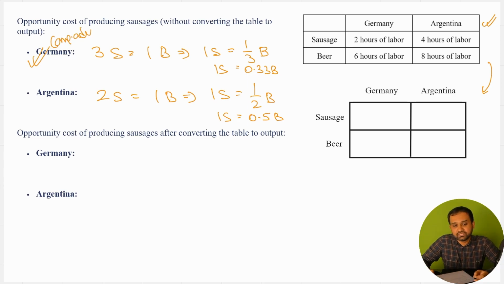Now, another way of doing it is simply converting the amount of goods produced in a table form, right? So let's say here, find a number that sort of captures all these values.